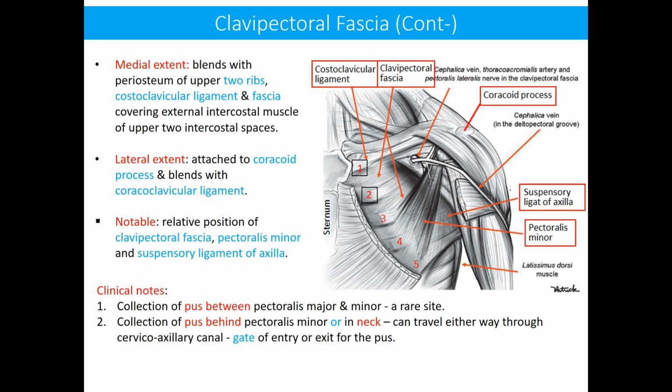As regards the clinical anatomy, collection of pus between pectoralis major and minor is a rare sight, but collection of pus behind pectoralis minor or in the neck is quite a frequent phenomenon. In such cases, pus can travel either way through cervico-axillary canal, which is considered to be gate of entry or exit for the pus.